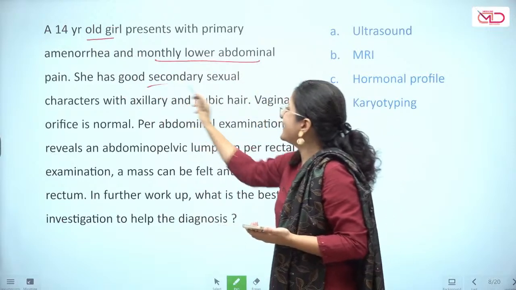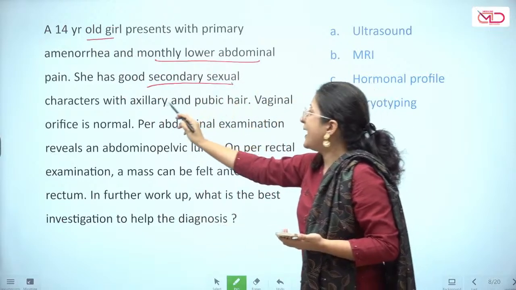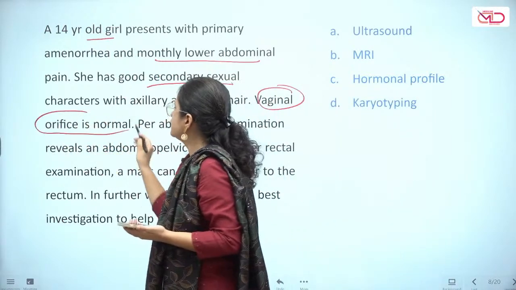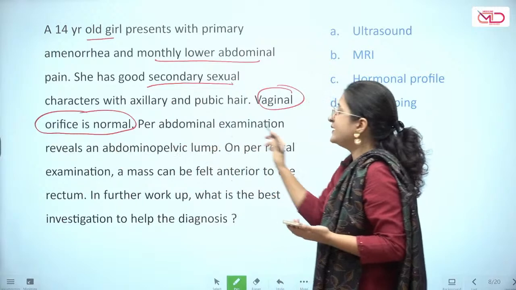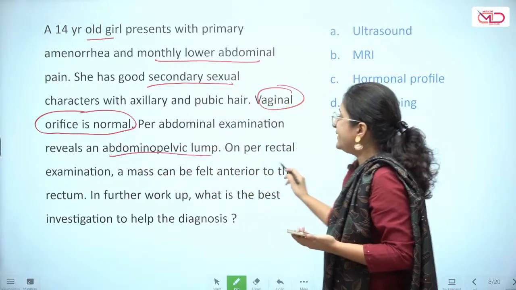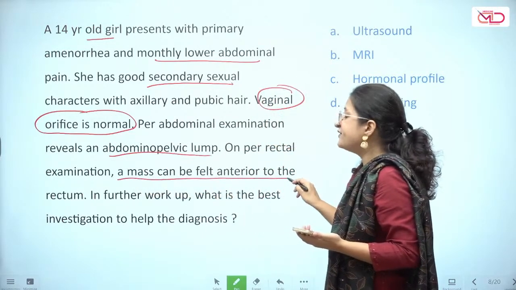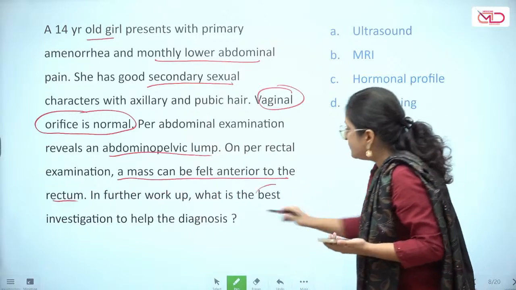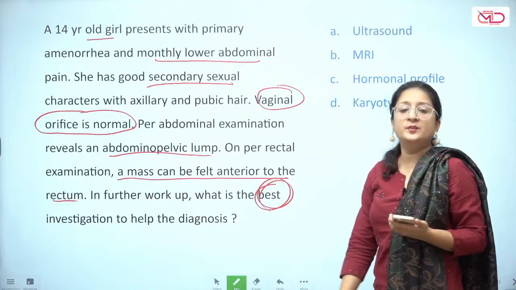She's got good secondary sexual characteristics, axillary and pubic hair are all there. Vaginal orifice is normal. Per abdominal examination reveals an abdominopelvic lump. On per rectal examination, a mass can be felt anterior to the rectum. In further workup, what's the best investigation to help the diagnosis?